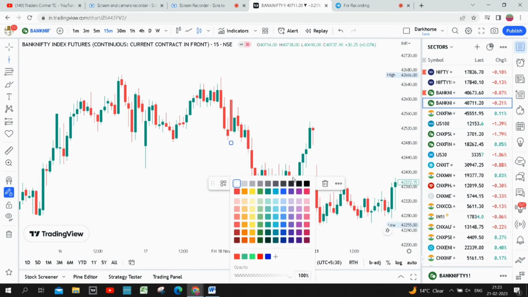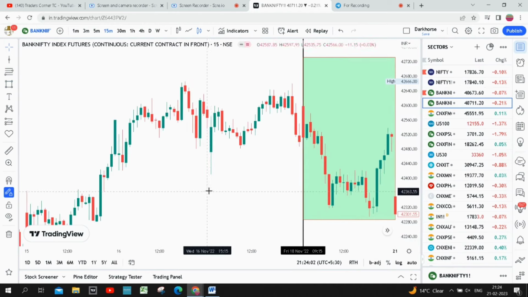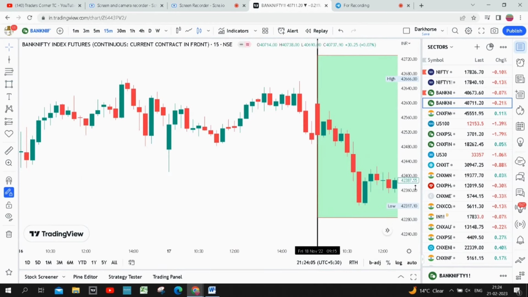Let's imagine we are on 18th November and see how we will approach the market. Just ignore whatever is there on the right hand side. This is just for an example. Let's imagine we are not here. We are making the charts ready for the next day.